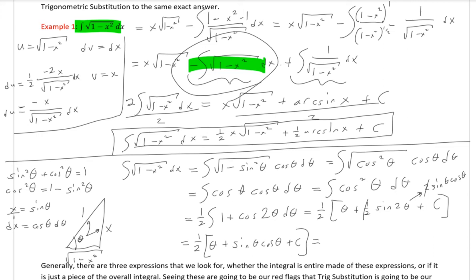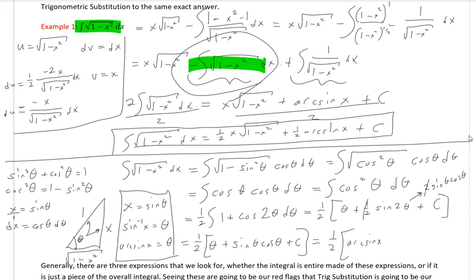And now we just manipulate and simplify based on that triangle. So 1/2. Notice that we defined x over 1 as sine of theta. So if we said that x equals sine of theta, that means if I take the inverse of sine of both sides, sine inverse of x equals theta, otherwise known as arcsine of x equals theta. Which means that theta is just arcsine of x.